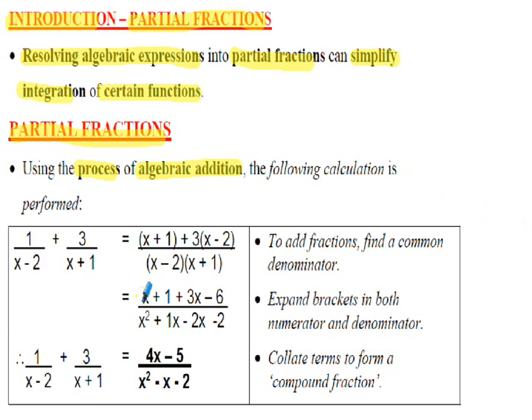Continuing the process on the next line, we simply expand the brackets in the numerator and expand the brackets in the denominator, and then collecting our like terms together, we find we get the fraction of 4x minus 5 divided by x squared minus x minus 2. And that's known as a compound fraction. So we've taken two partial fractions, shown here, and combined them into one compound fraction.